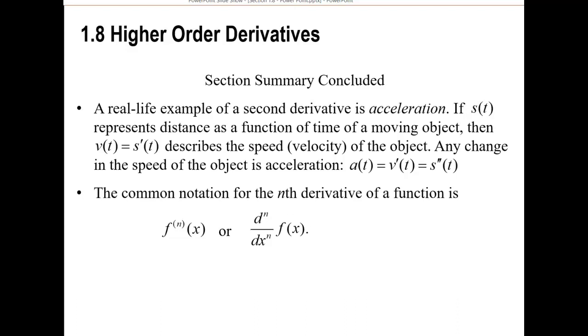Common notation for nth derivative, any higher order derivative, is f with the derivative you're finding in parentheses to indicate it's a derivative and not an exponent of x. Or in Leibniz notation, the superscript on the top and the superscript on x on the bottom. Remember, they're not exponents, they're just indications of what derivative you want. So whatever the value of n is in this notation is the derivative that you're going to be finding of f.